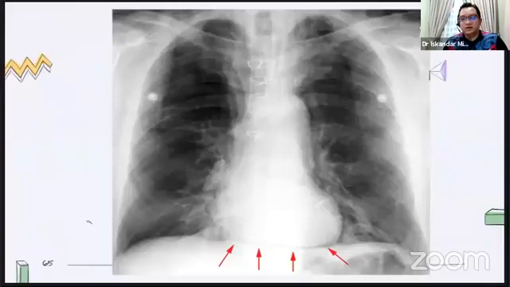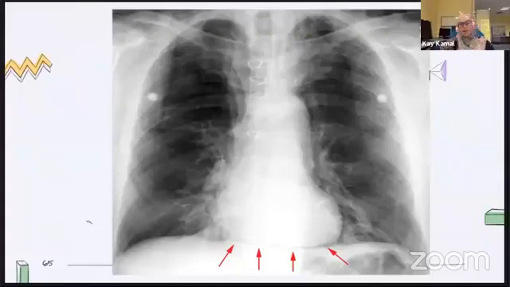So next question from Khairul Anam. Salam doctor, how about to see ground glass opacity from the chest X-ray? Okay, like this.